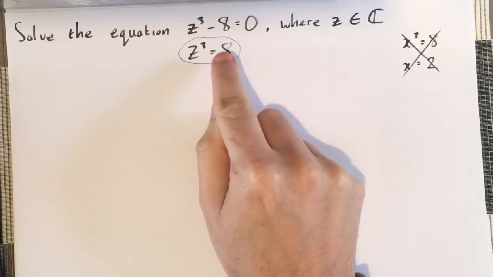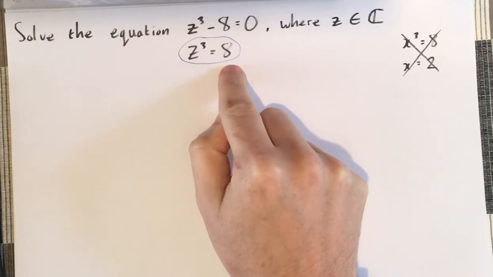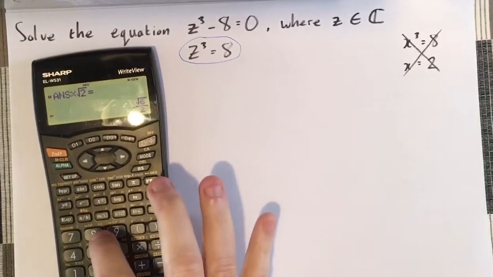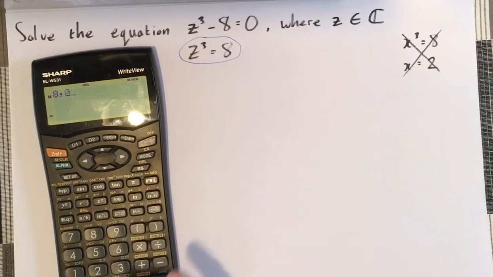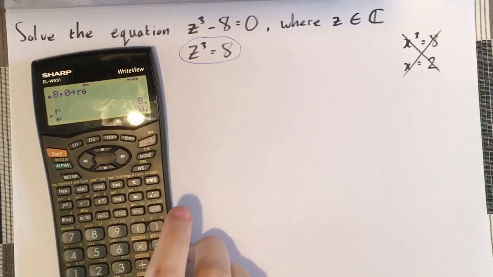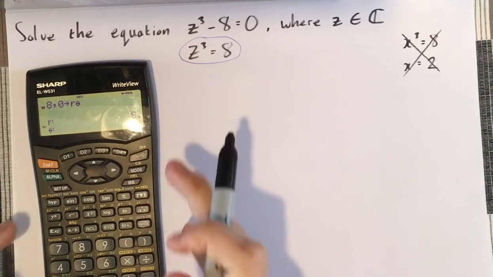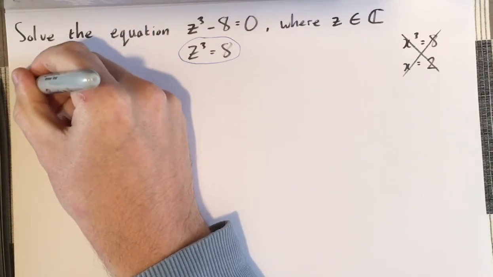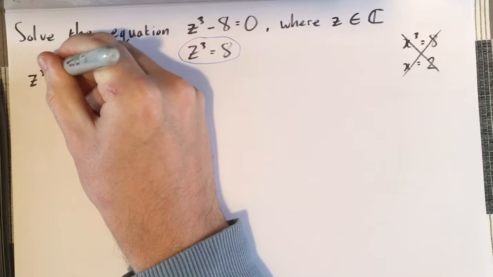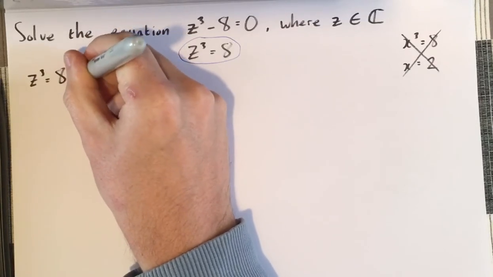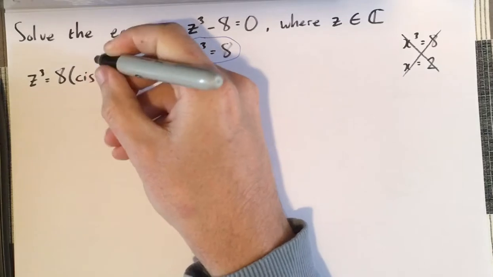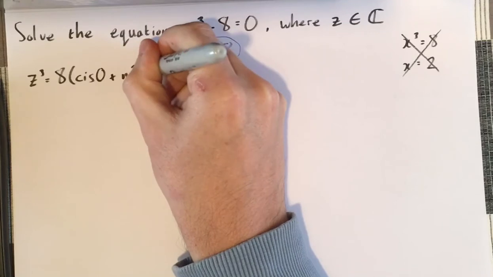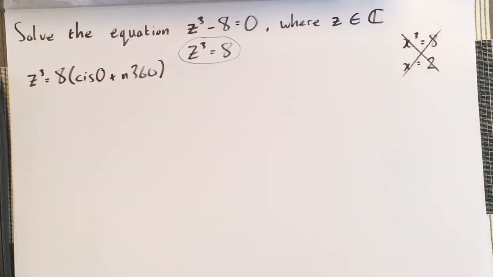So I'm going to write 8 in general polar form. This is a number with a real part and no imaginary part, so when I'm converting that, it will be 8 cis 0. So z cubed is equal to 8 cis, and I'll write it in general polar form straight away, 0 plus n 360. So plus as many 360s as you want.